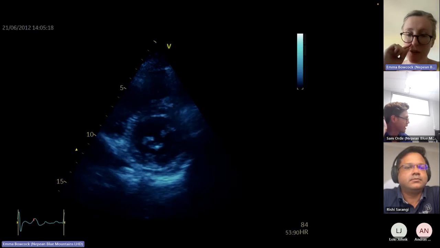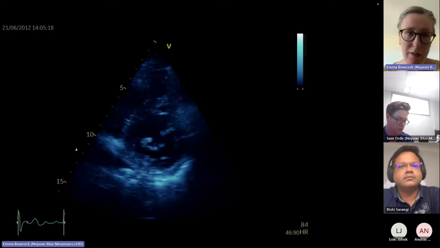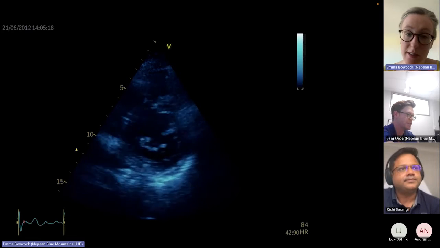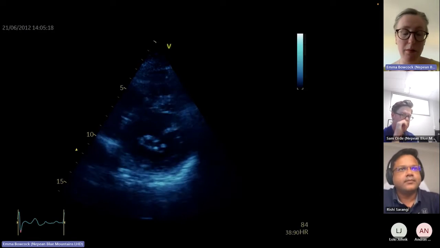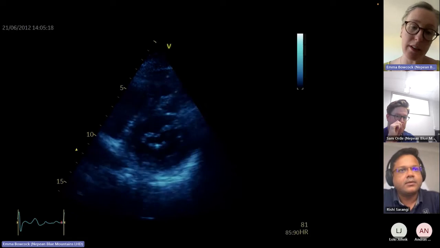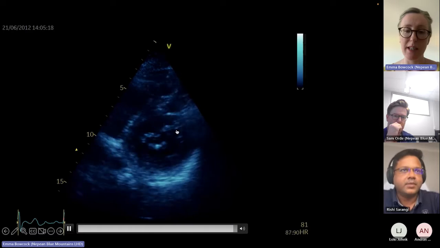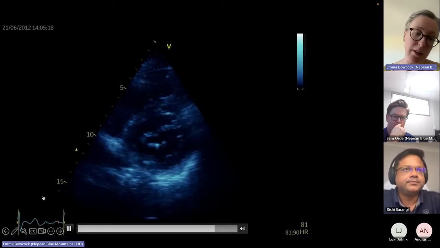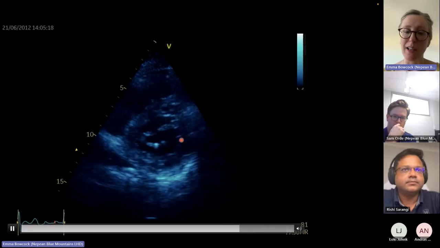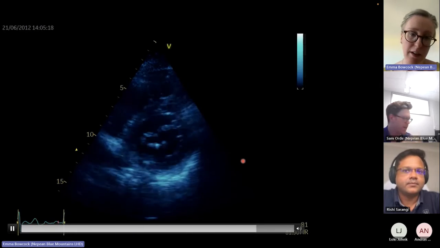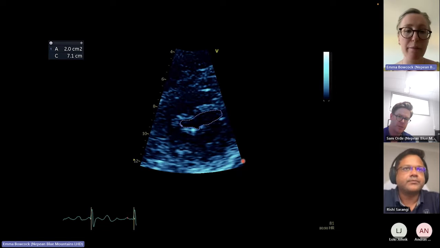This would be the classic fish mouth appearance. It's a short axis at the level of the mitral valve, and that's the same patient, Rishi, the one you had just commented on in the parasternal long axis. You can appreciate a bit of thickening at the tips there. You can't really appreciate the commissural fusion so much here, and maybe the gain is not quite optimized, is it? But you get the idea that you've got that sort of fish mouth opening.